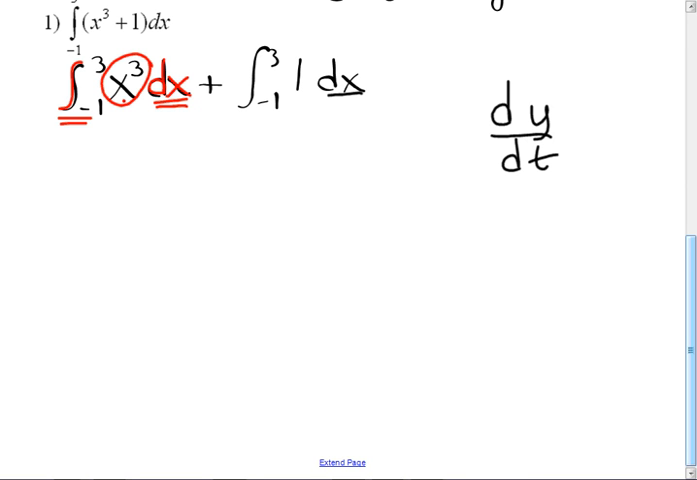Okay, what's the antiderivative of x cubed? Stephen? What's the antiderivative of this? X to the 4th over 4. Okay, you guys should know this one because it's not hard. It means you're not doing your homework. Plus C.